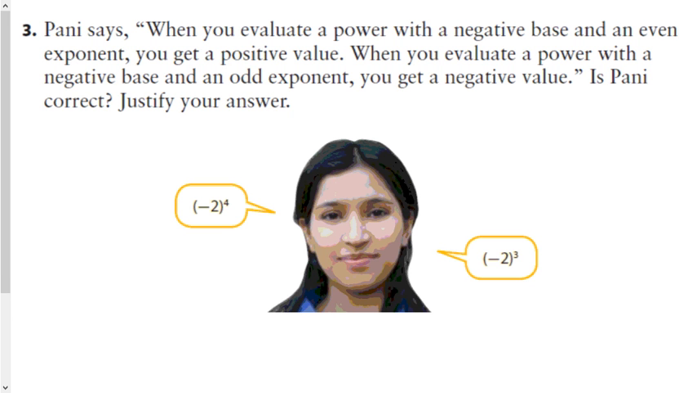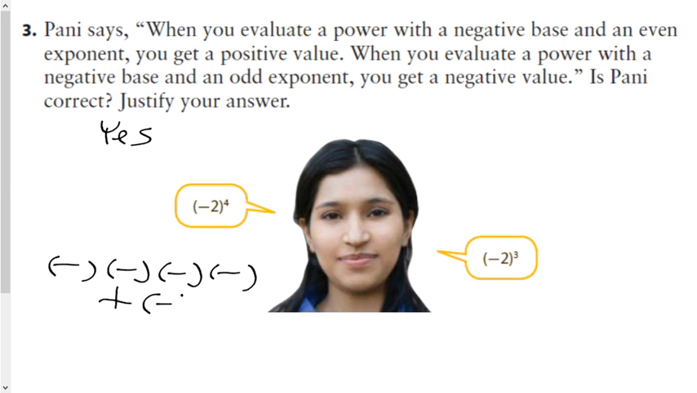Question 3 says, Pani says that when you evaluate a power with a negative base and an even exponent, you get a positive value. And when you evaluate a power with a negative base to an odd exponent, you get a negative value. Is Pani correct? The answer is yes, she is. And the reason is, if I just look at these here without having any numbers associated, a negative number times a negative number is a positive number. And a positive times a negative is a negative.